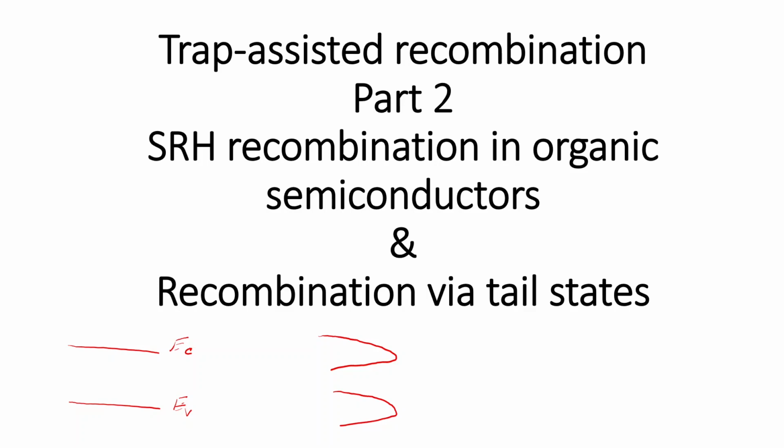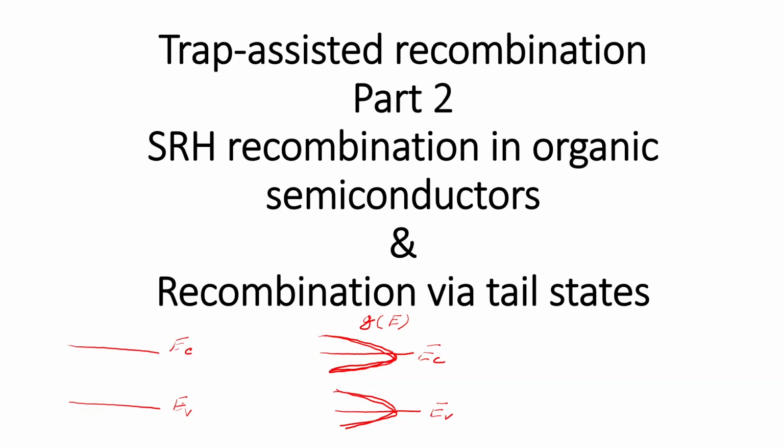And instead of having this sharp E_C and E_V, we have some tails. So the maximum of this distribution, there is some function, let's say g as a function of energy, gives us the concentration of states per cubic centimeter per electron volt, because they are distributed in energy.